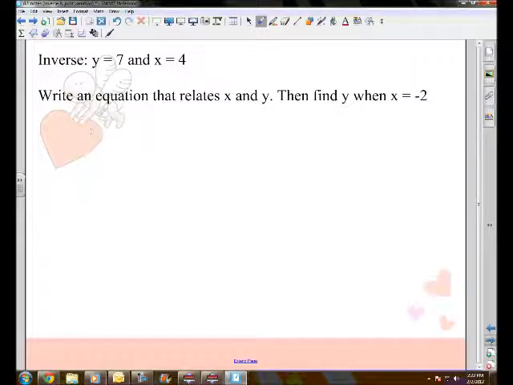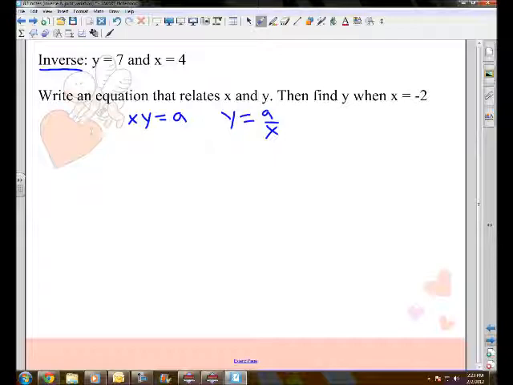Okay, let's talk about inverse variation a little more. y equals 7, x equals 4. We're going to talk about an equation that relates x and y inversely, right? Inversely. And then we're going to find y when x equals -2. Okay, so what we're going to start out with is our inverse variation equation. Now we can either go xy equals a, or we can use my preferred method, y equals a over x. Now it really doesn't matter. This procedure will work the same with both, so we'll go ahead and do it with both to start with.